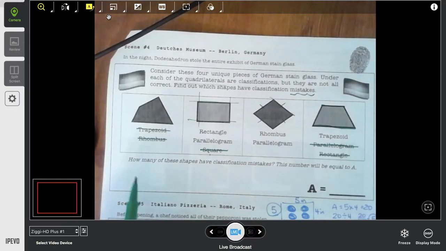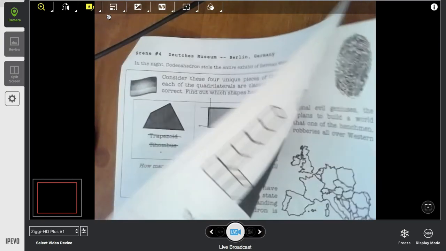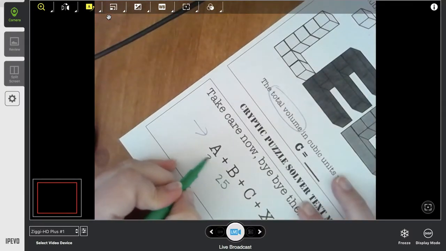Okay. How many of these shapes have classification mistakes? This number will be A. Mistakes, mistakes, mistakes. So A equals 3. I'm going to go to my end page. A equals 3.